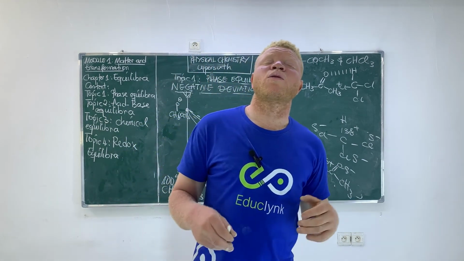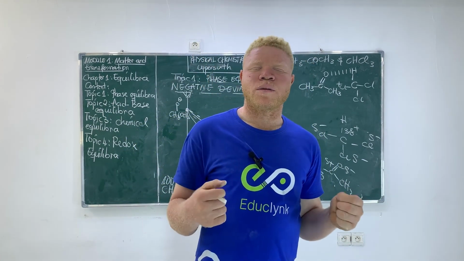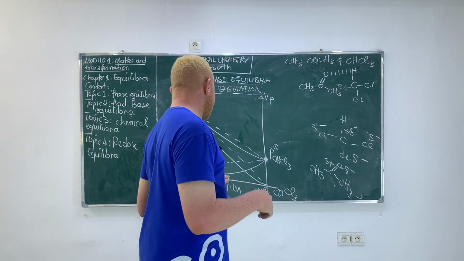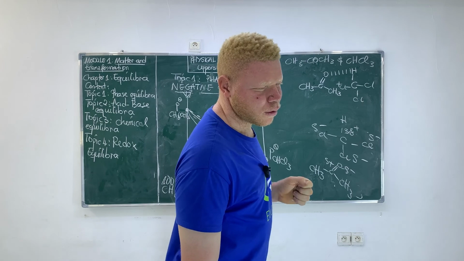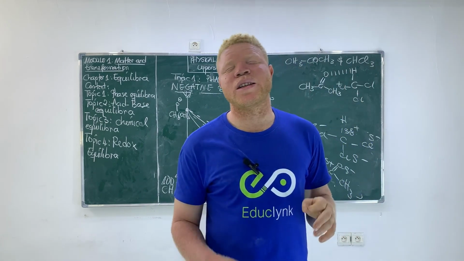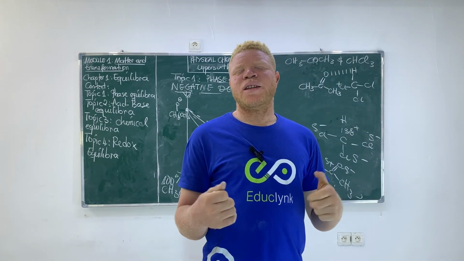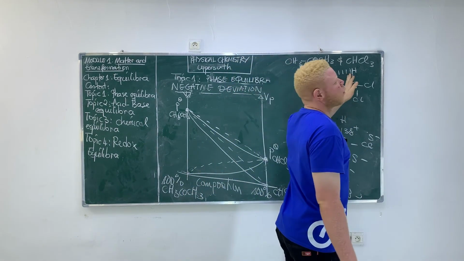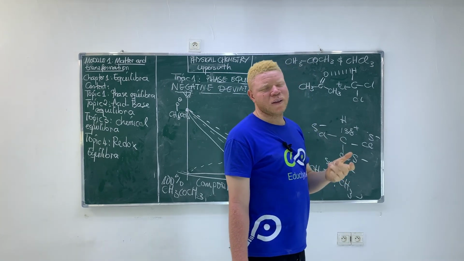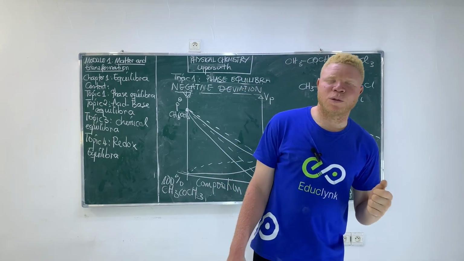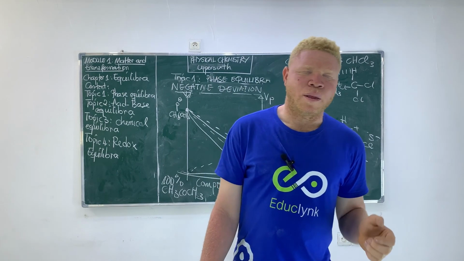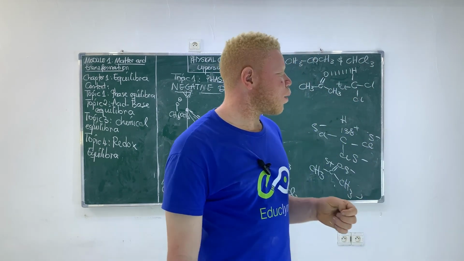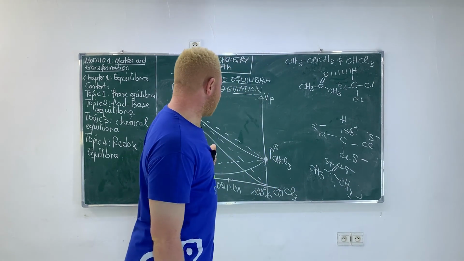So negative deviation also has consequences. The consequences here are: 1. The vapor pressure is lower than that predicted by Raoult's law. 2. The temperature of the mixture increases because energy is released during bond formation. Here bonds are being formed, so hydrogen bonds are formed. During bond formation, heat is released. And when heat is released, the temperature of the mixture increases.